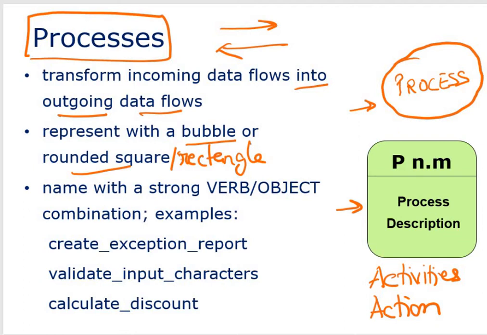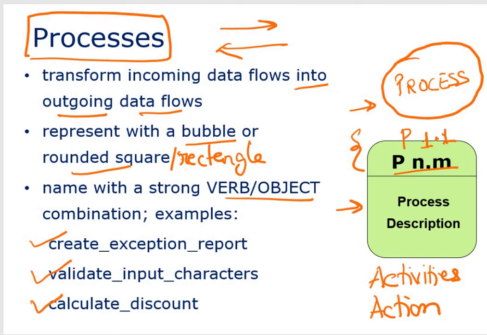Although in case of processes, the way we name it is like P, then this number, that is, let's say 1.1. Right, so in this case, this makes it different from your entity. Name it with a strong verb or object, or it can be a combination. For example, create exception report, validate input character, calculate discount. So all these things are like either a verb or the object. Object we haven't added here.